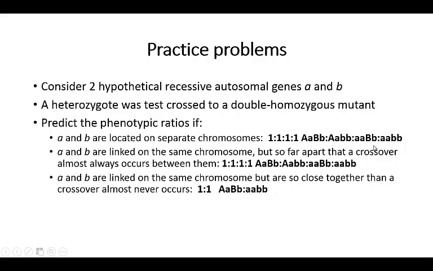Okay. Now, if A and B are linked on the same chromosome, but they are very far apart and a crossover almost always occurs between them, you're actually still going to get that same ratio. However, if A and B are linked on the same chromosome, but they're so close together that you're almost never going to get that crossover occurring, primarily they're going to look like the parents. Okay? These are going to stick together here, these are going to stick together here.